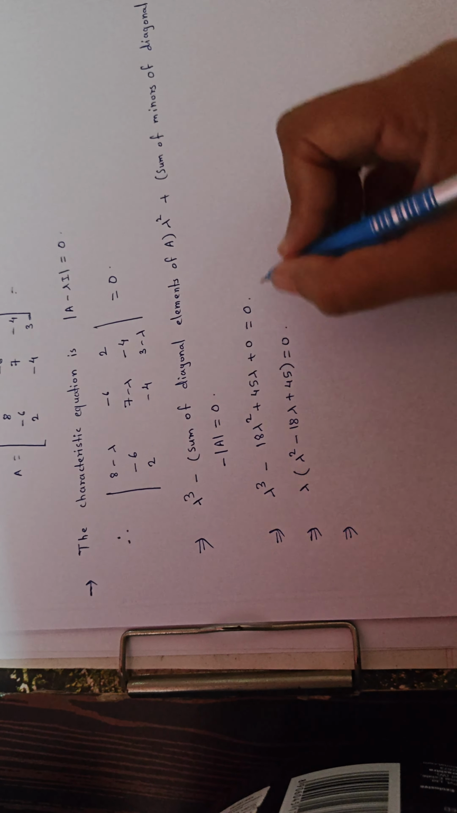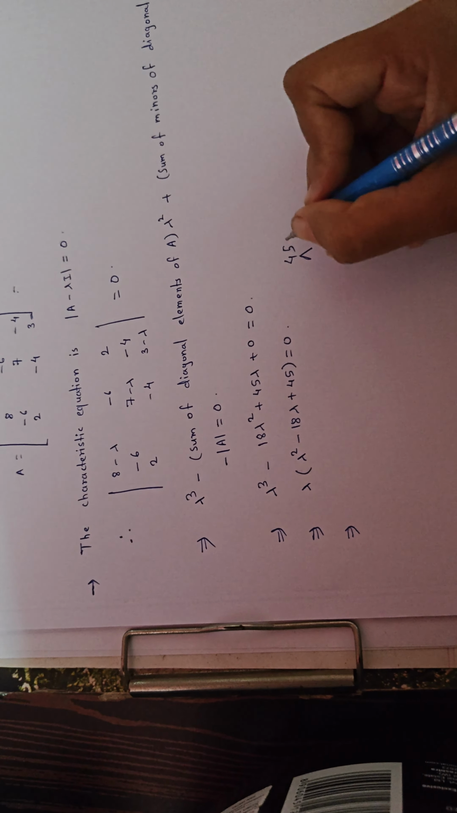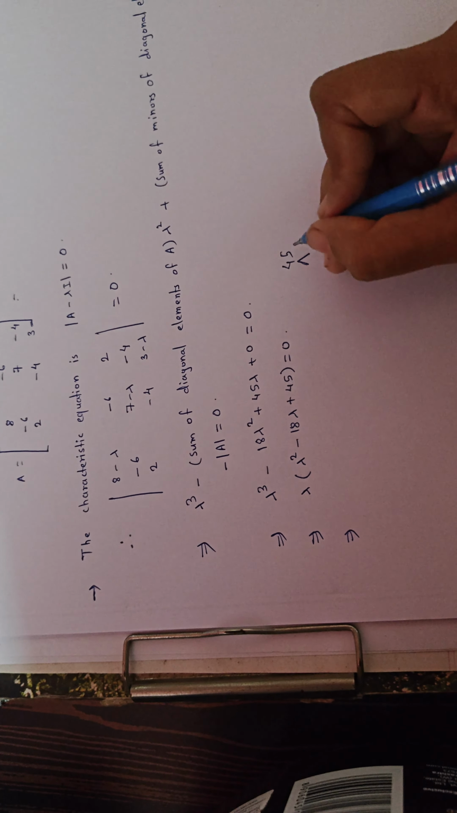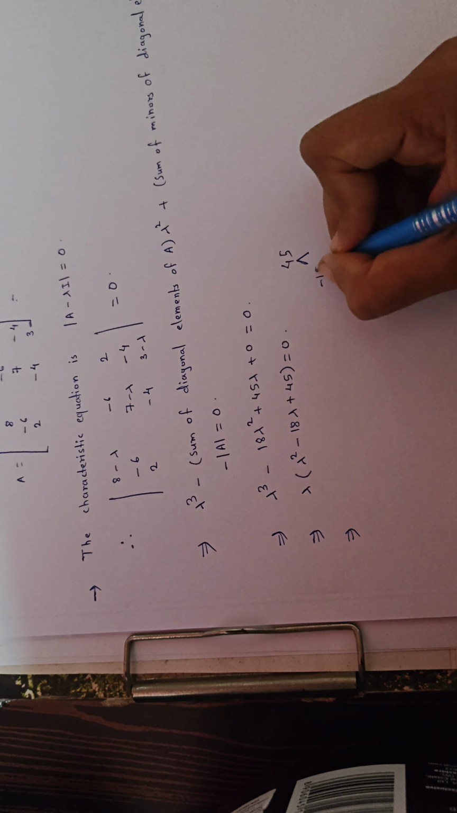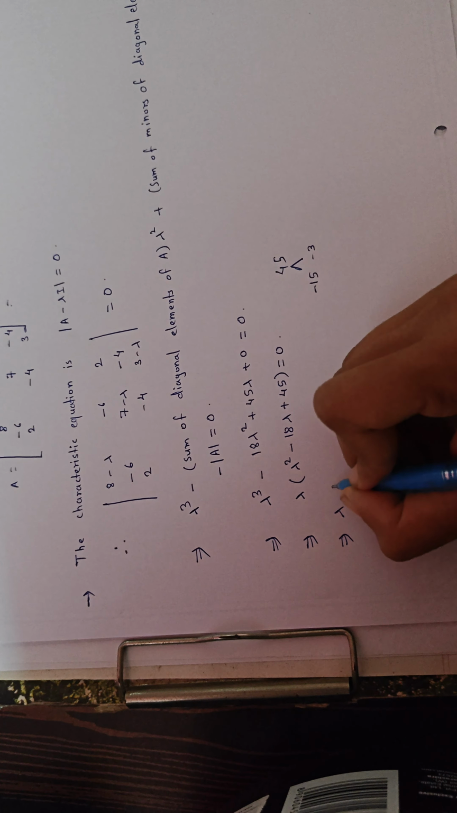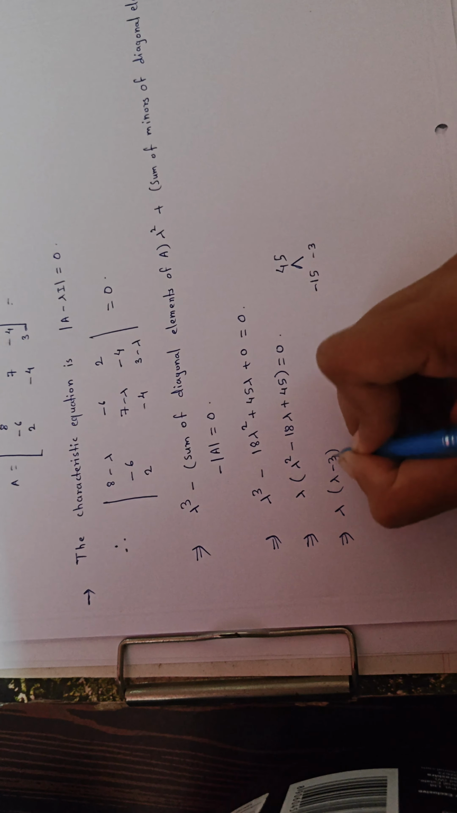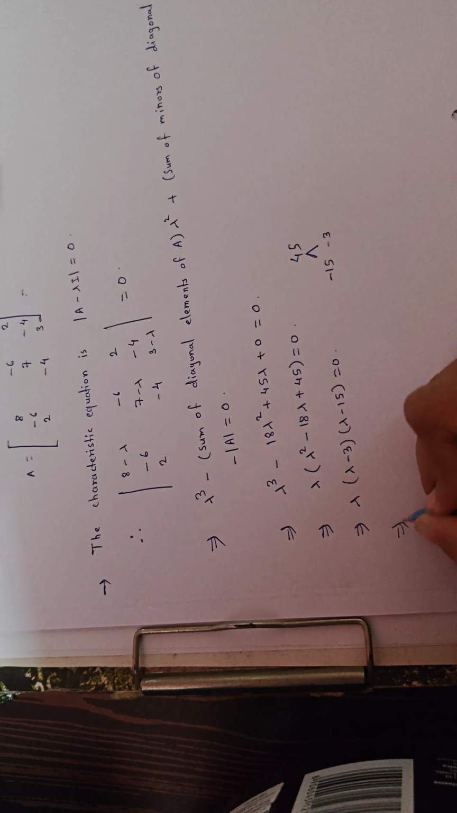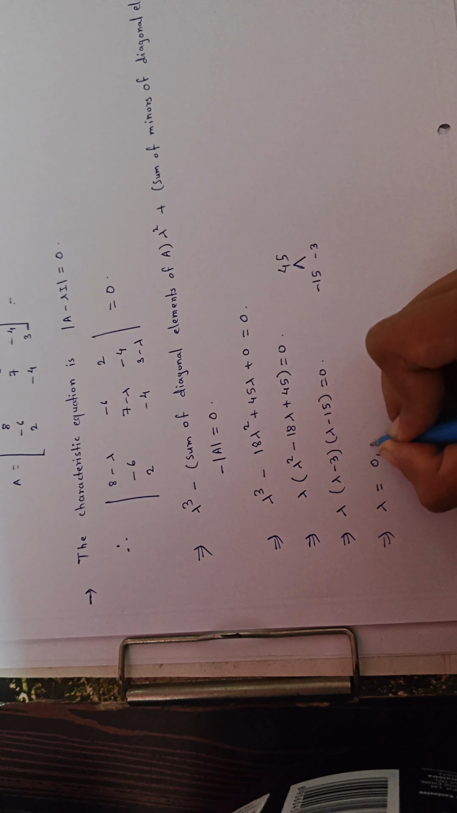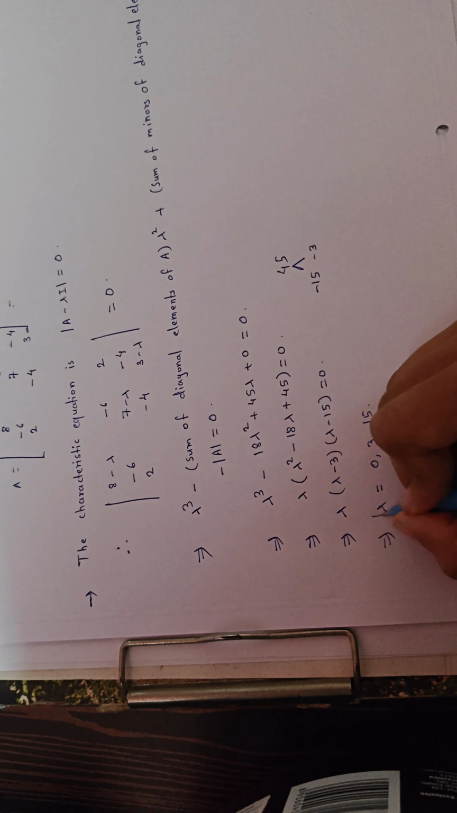After factorization, we need two factors of 45 such that their multiplication is 45 and addition is minus 18. So minus 15 and minus 3. So the factors are lambda times lambda minus 3 and lambda minus 15 is equal to 0. So our eigenvalues are 0, 3 and 15.